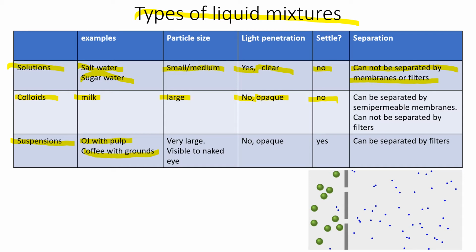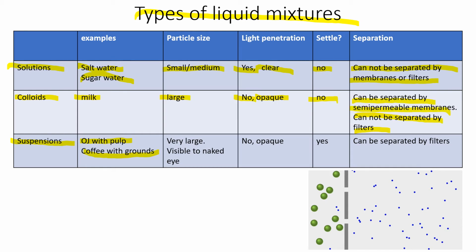For separation, filters aren't going to work, so these cannot be separated by regular filters. Try pouring milk through a coffee filter. It's going to go right through. You're not going to separate anything out. But if we use semi-permeable membranes, they are actually small enough in order to separate out some of those large particles in that colloid.